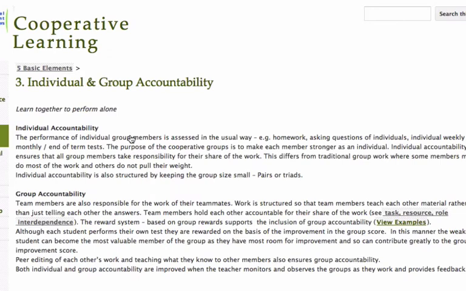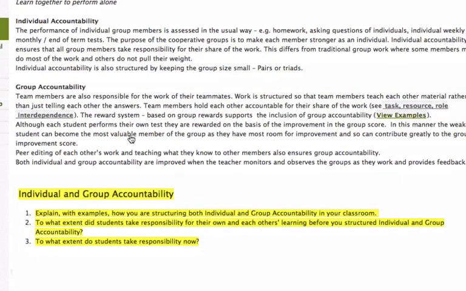Individual and group accountability is important because you don't just want the group to get a blanket grade. What if one person really did slack off and the whole group ended up failing? Should they get a failing grade for that because they couldn't get one student to do his or her job?